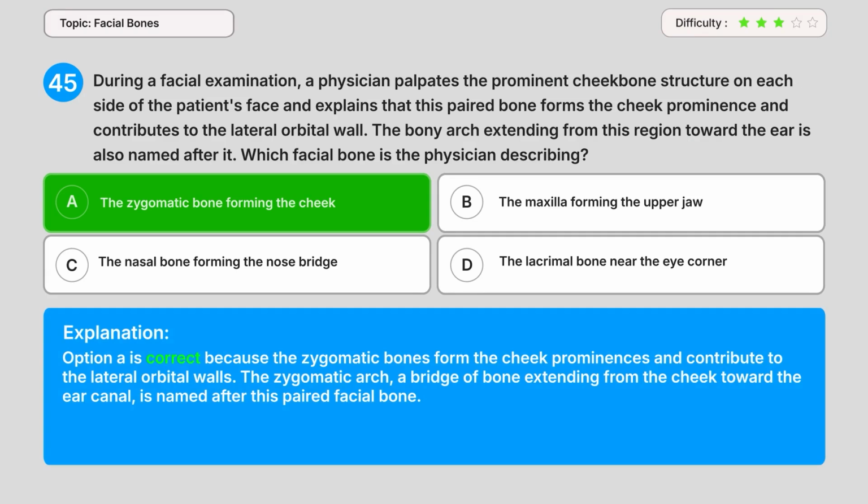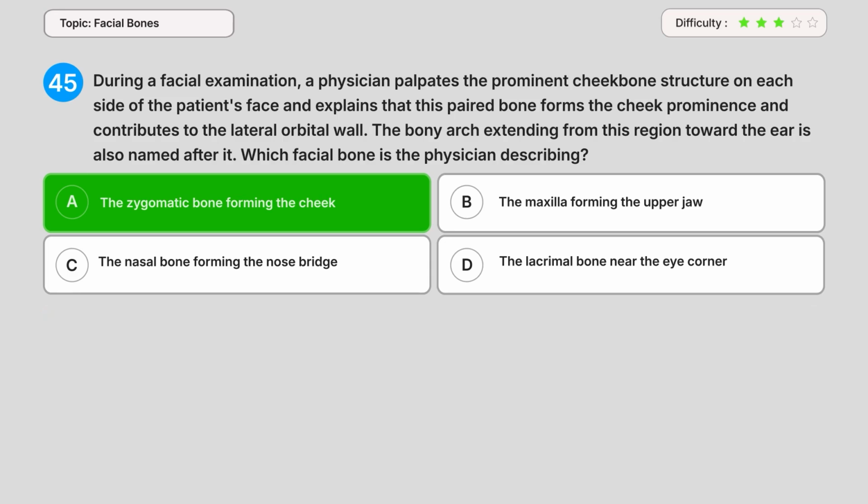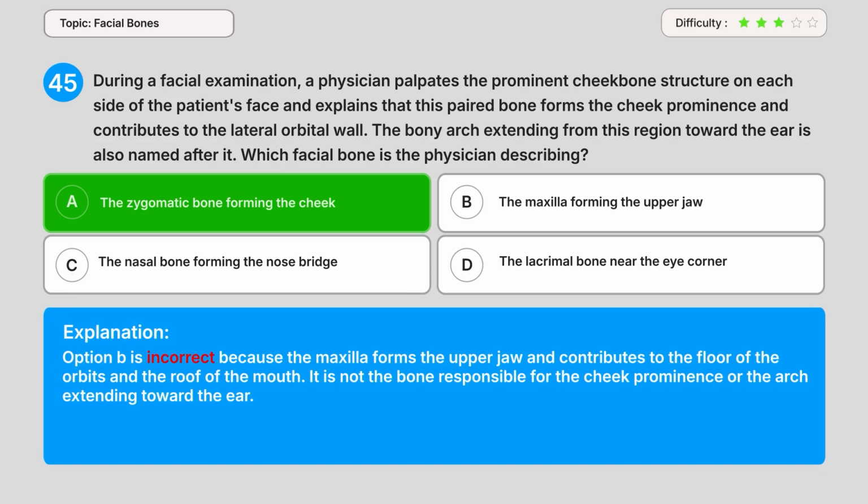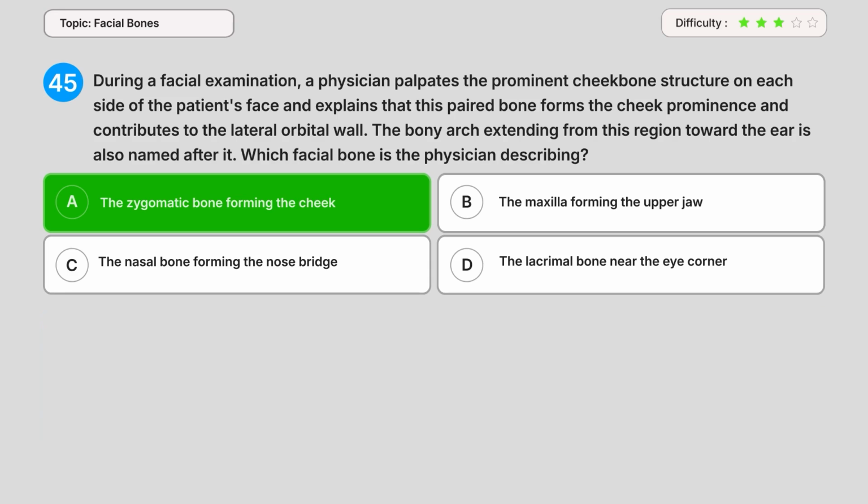Explanation. Option A is correct because the zygomatic bones form the cheek prominences and contribute to the lateral orbital walls. The zygomatic arch, a bridge of bone extending from the cheek toward the ear canal, is named after this paired facial bone. Option B is incorrect because the maxilla forms the upper jaw and contributes to the floor of the orbits and the roof of the mouth. It is not the bone responsible for the cheek prominence or the arch extending toward the ear.